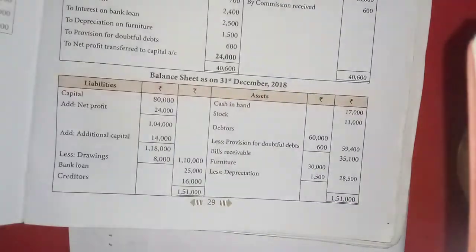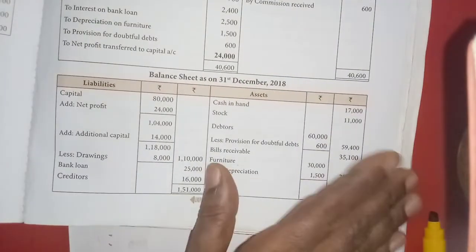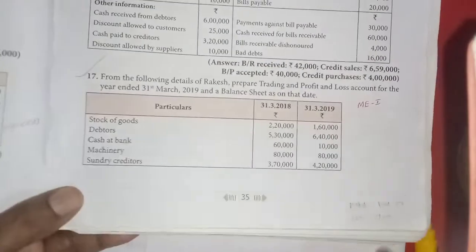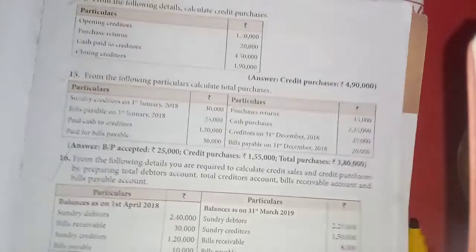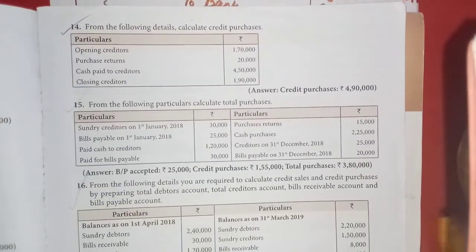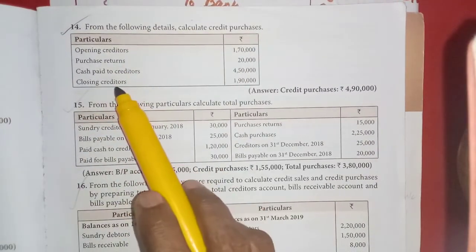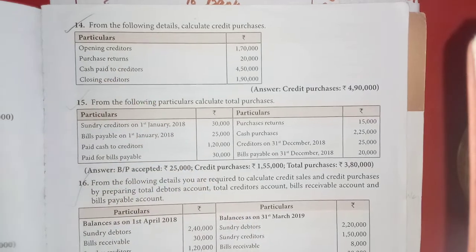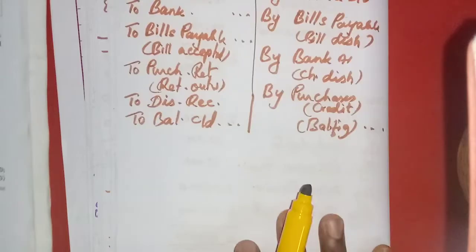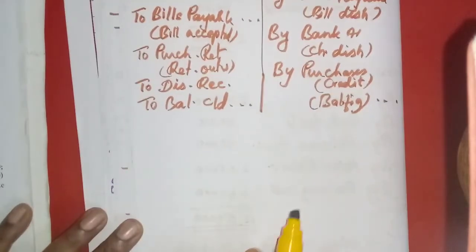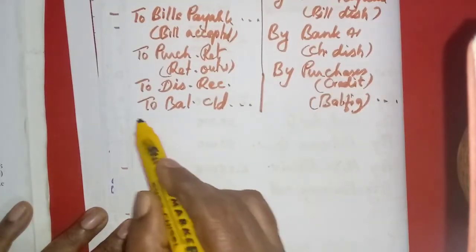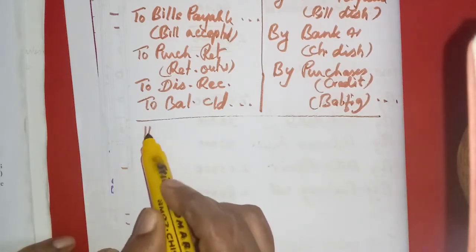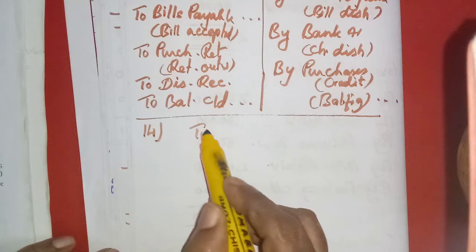Now I think we can do the exercise. Okay, 14th exercise. See, opening creditors, closing creditors, purchase return, cash paid to creditors. Easy, the same way we have to do. Shall I use one page and do? Okay, question number 14. Total creditors account.